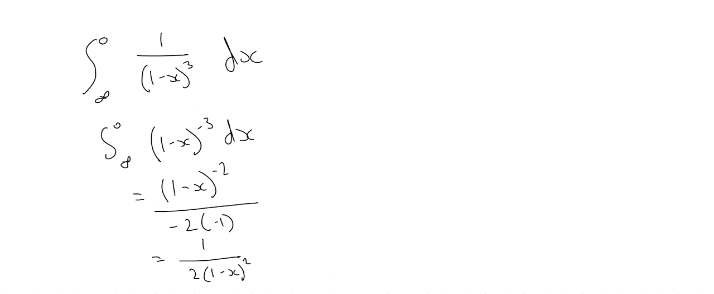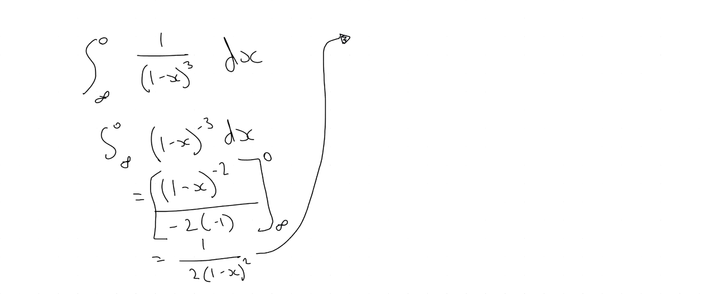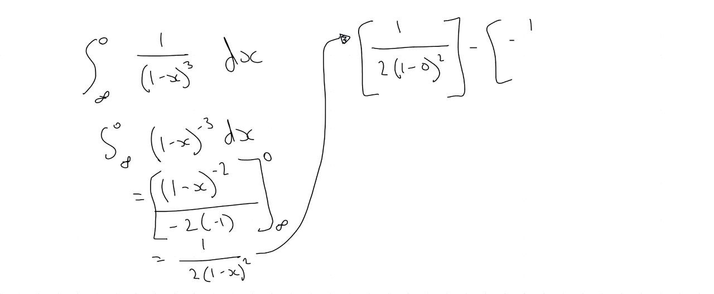So what we want to do now is integrate that between 0 and infinity, but what I want to do is use another letter. I'm just going to substitute in t again. So then I have 1 over 2, 1 minus 0 squared, because 0 was up the top, so that's the number that goes first, minus 1 over 2, 1 minus t all squared.